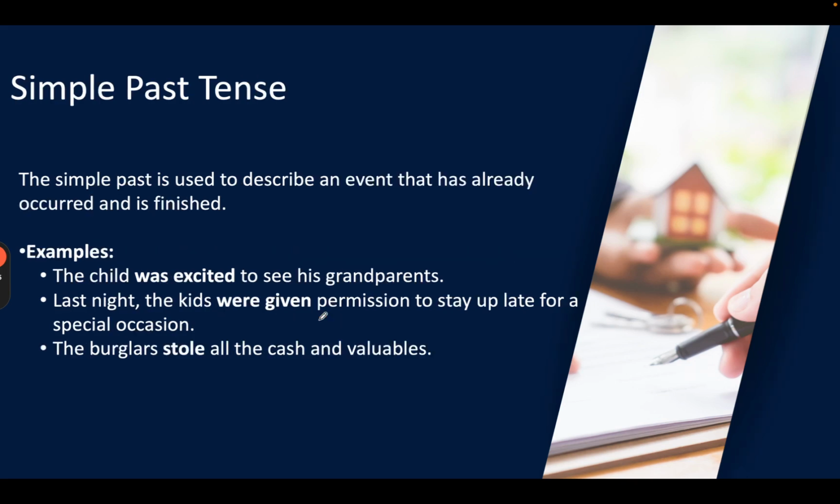Okay, simple past tense is simply used for an activity that happened in the past. It's a finished event. Child was excited to see his grandparents. Now, this is a done activity, a finished activity. I've used was for a singular subject, child. That is how you will convey a simple past tense.